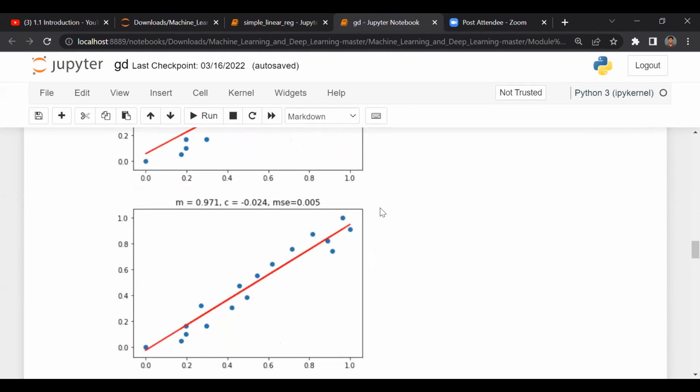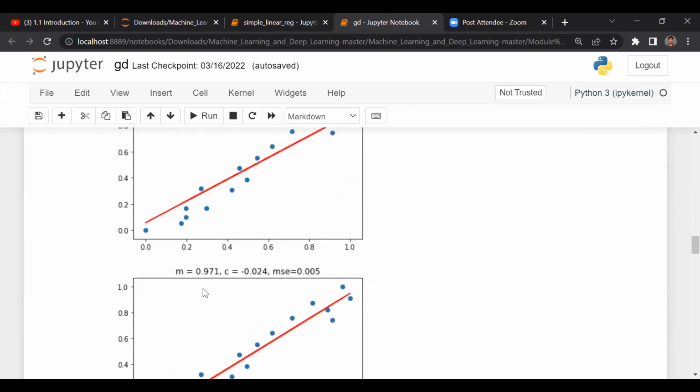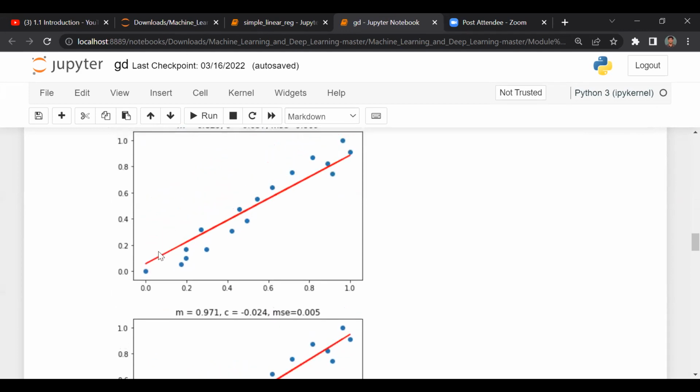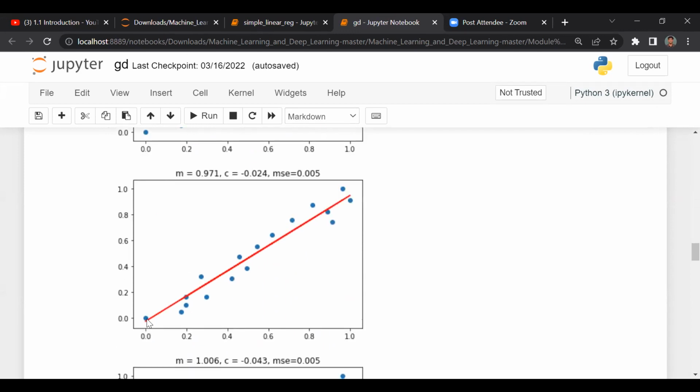In the next step, again, it has changed the line. If you see carefully, the line has changed. It has not changed much. So now you have the line here. And it changes a bit.